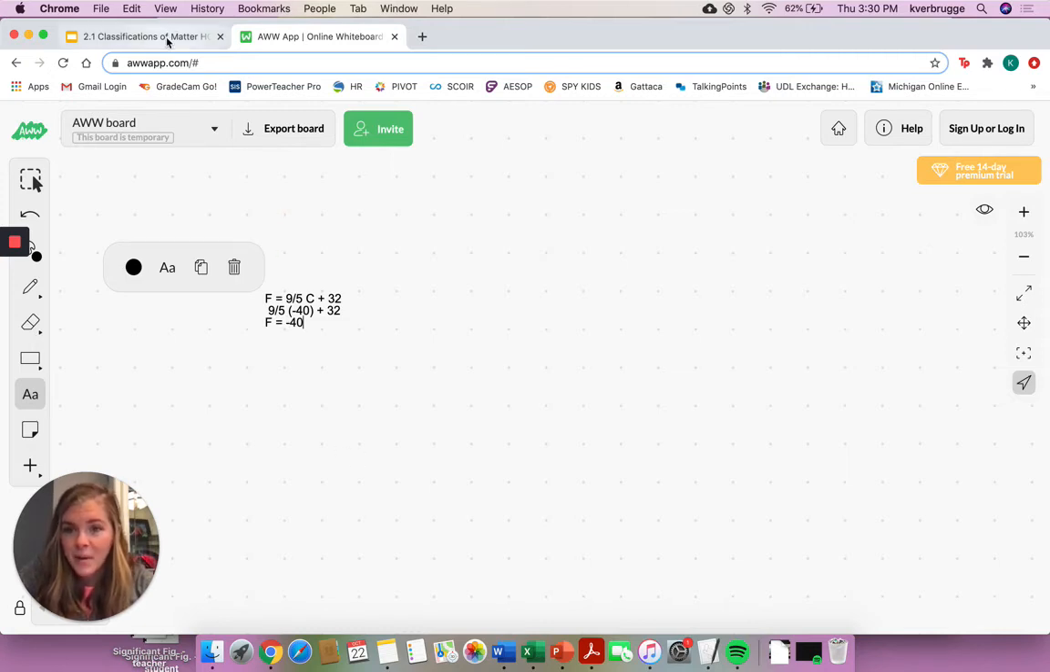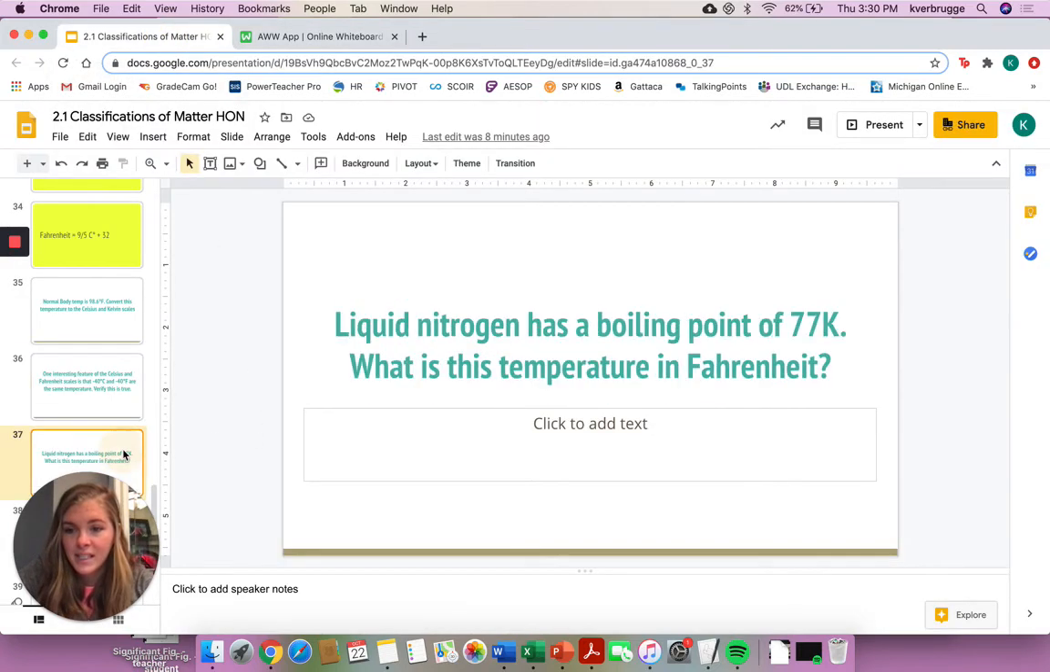One more practice problem I would like you to try on your own is this. Liquid nitrogen has a boiling point of 77 Kelvin. What is that temperature in Fahrenheit? In our first problem, we went from Fahrenheit to Kelvin. We are now going backwards. So again, I want you to try this on your own. Go ahead and pause the video and give this one a shot.